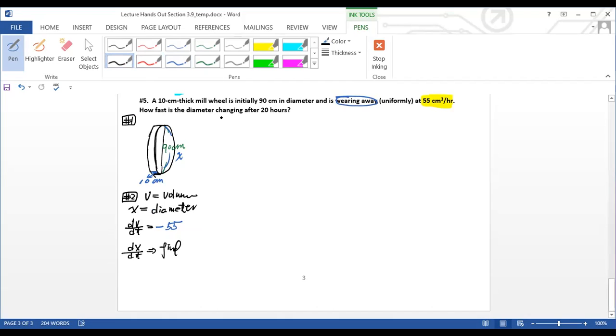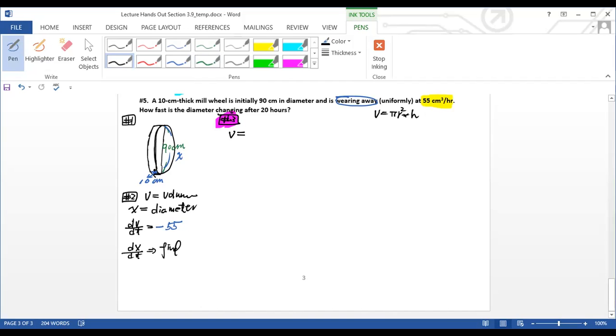For these ones, the equation in step 3 is not too difficult, because this is really just a cylinder. For the cylinder, the volume is pi r square times the height, correct? So pi r square, and the height is 10, right?